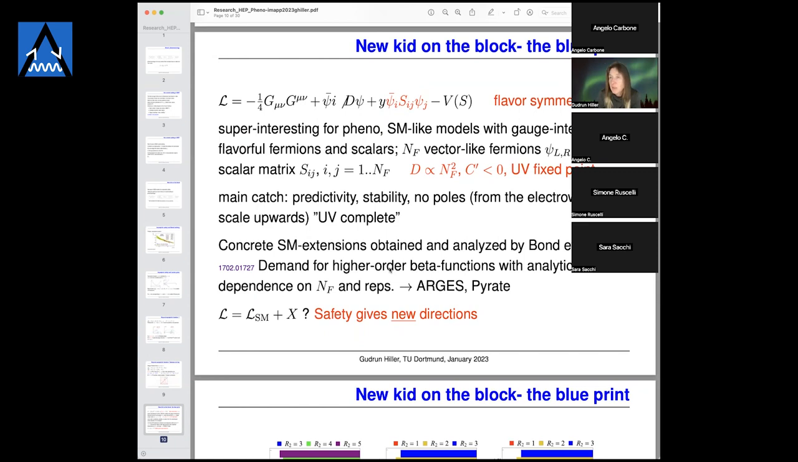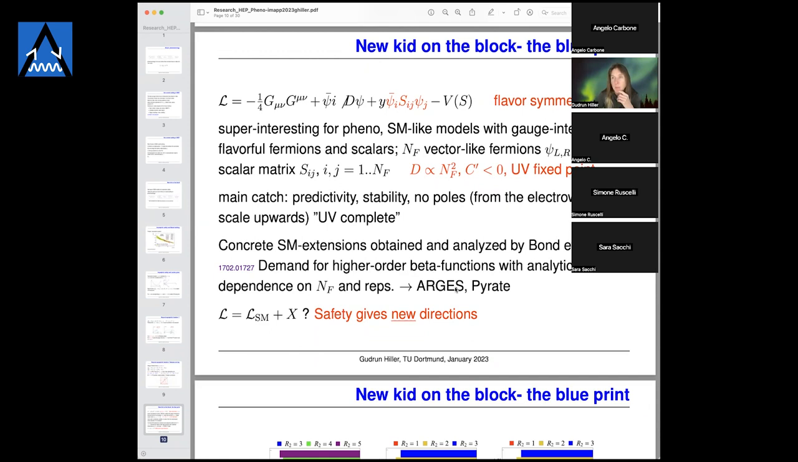And there's technology available. There are also computational tools available, like this code. It's called Argus. Okay. So you have to design models and you have to play with models and beta functions. And the beta functions, they are dependent on the number of flavors. And you can put the fermions in different representations of the standard model gauge group and so on. And you want to have this analytically. So you don't want to fix it and then run it through. No, you want to have analytical results. So this availability of tools has given a boost to this type of model building.